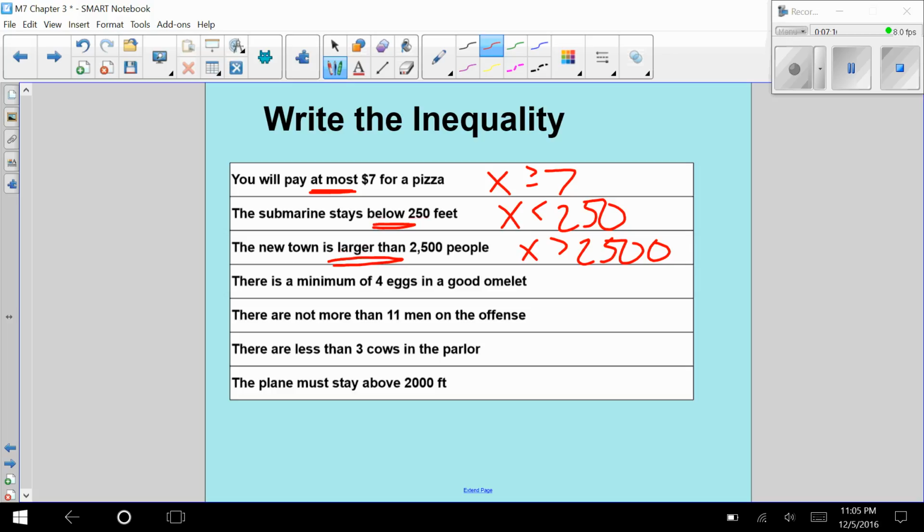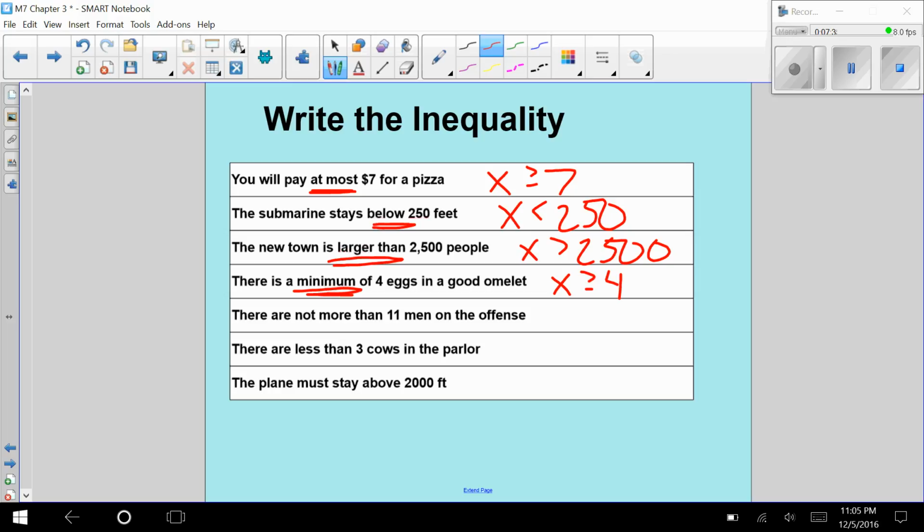There's a minimum of 4 eggs in a good omelet. Write down my variable. You don't have to use X every time. I just like to. Write down my important number, which is 4. My keyword here is a minimum. So my answer is a greater than or equal to. So X is greater than or equal to 4.